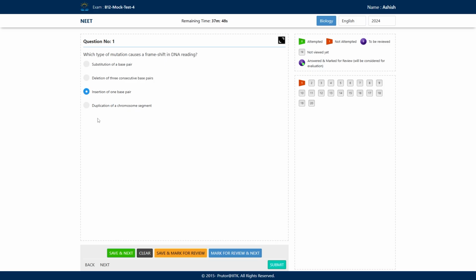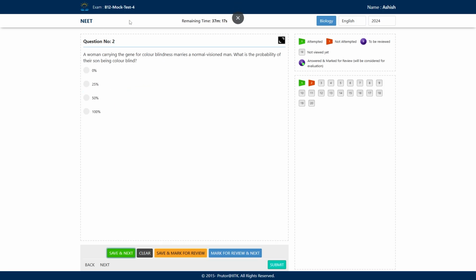So see, what happens in a frame shift mutation, there is an insertion or deletion of 1 base pair. Okay, and because of this, there is a shift in the reading frame. Clear? So there can be insertion of 1 base pair or deletion also of a base pair. Suppose there is addition of adenine or a deletion of some base. So this will cause a change in the reading frame.